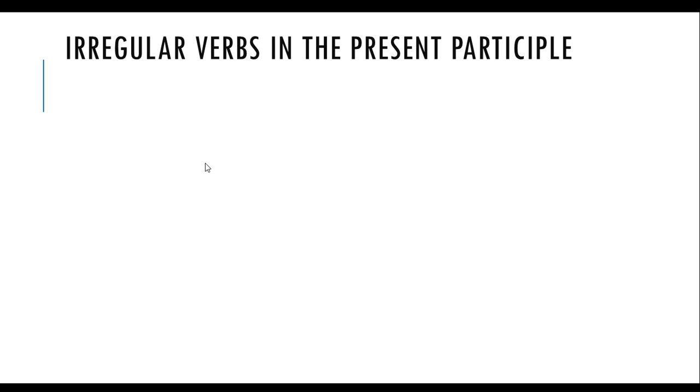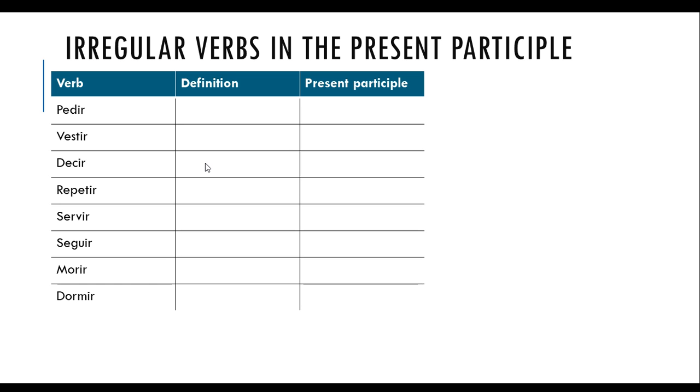So these are all irregular verbs in the present participle. So pedir means to ask for. Vestir, you want to make sure you copy all of these words down. Vestir means to dress. Decir, to say or tell. Repetir, to repeat. Servir, to serve. Seguir, to follow. Morir, to die. And dormir, to sleep. So those are the definitions. Copy the verb, the definition, and the present participle, because these are all going to be irregular verbs.